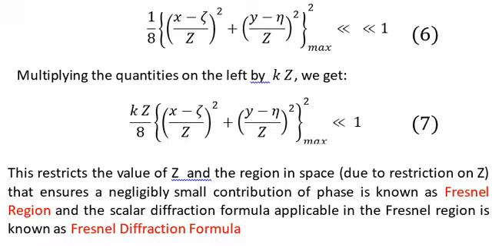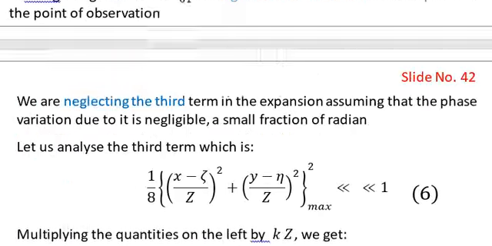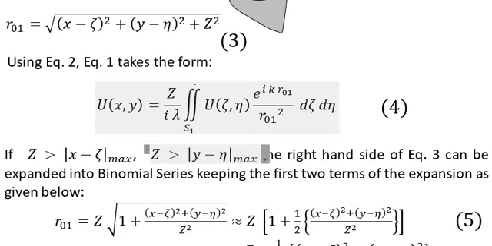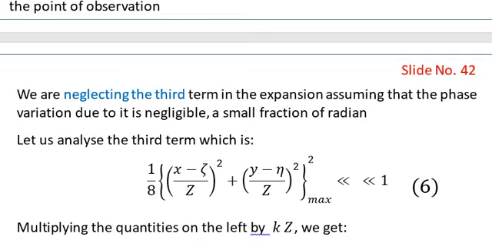That value of z which we are restricting is actually limiting the region to the Fresnel region. The formula in which we don't use the third term given by equation number 7 is called the Fresnel diffraction formula. Under the Fresnel approximation, equation number 4 takes the form. This was equation number 4 we have written. Now under these approximations, that is, introducing R01 in the exponent by the first two terms, and R01 in the denominator only by capital Z, let's see what we get at the end.